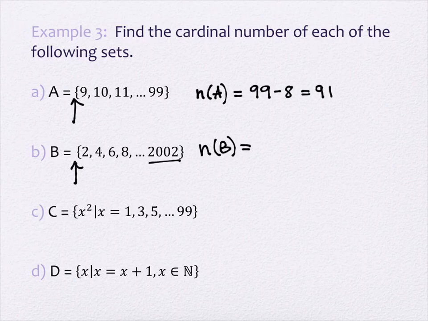So what comes before 2? 0. 0, actually, in this sequence. So remember, we got to stay in the sequence. These are even numbers. So we would have the number 2002 minus 0. But then these are only numbers that are even. So it's half of them. Or you could say they're skip counting by 2s. So 2002 divided by 2 is 1001.